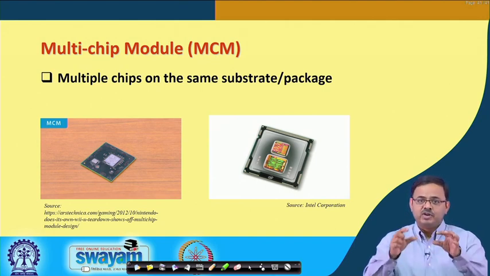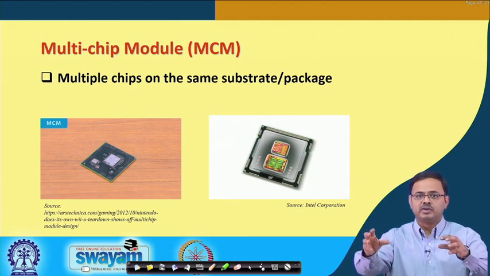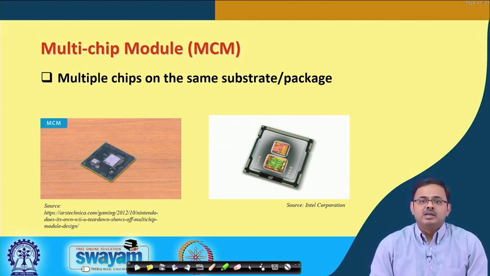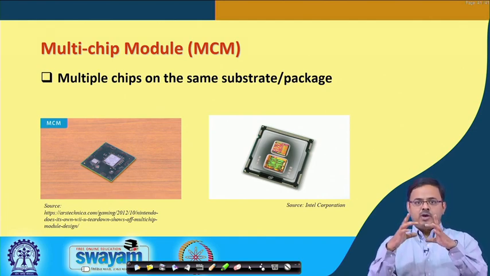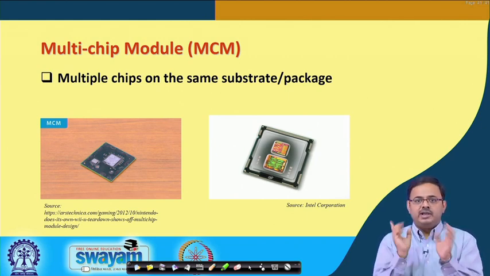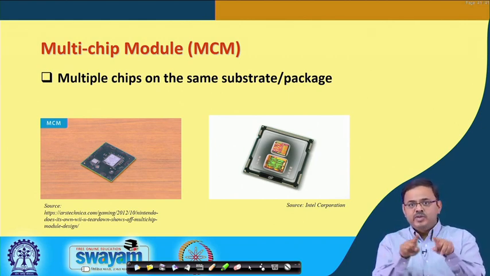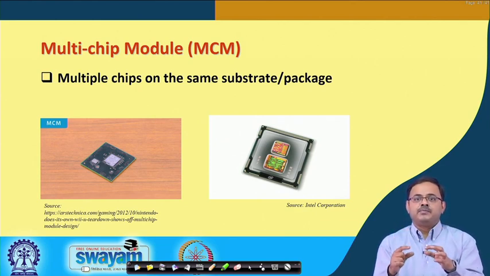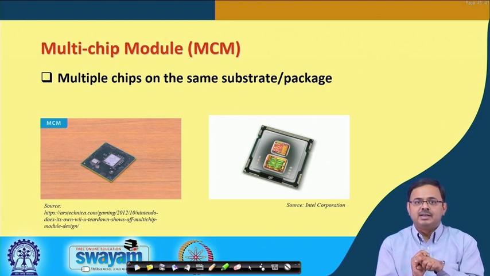So, instead of having two separate packages, one for the CPU and one for the graphics, you have it integrated right on the same substrate. What is the advantage? Of course, you can accommodate more important components in a smaller footprint or area. Secondly, the communication, the interconnection between these two important chips, happens over a shorter electrical length.